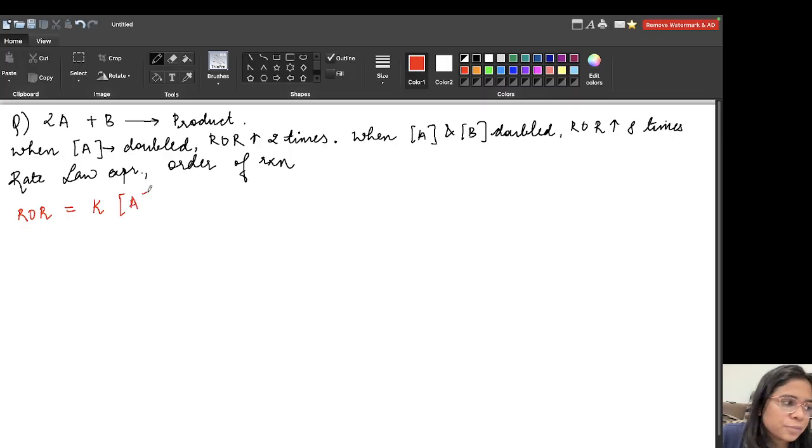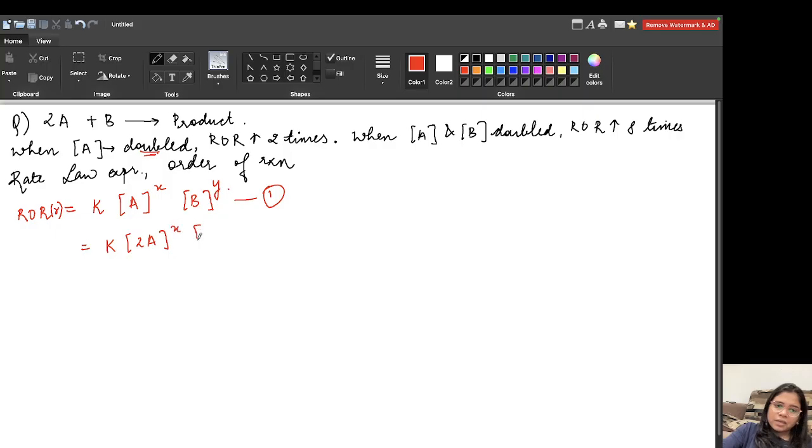See, exactly it should be A raised to the power X, B raised to the power Y. This should be our reaction, right? Let my rate of the reaction be R. Now what are they telling when A is getting doubled? This is my first reaction, suppose. Next they are telling when A is getting doubled and B is the same, my rate of reaction is getting double. Let it be 2R. It's becoming 2R.